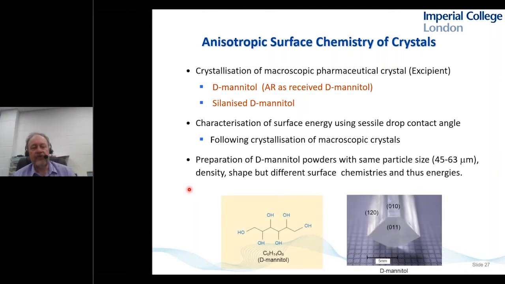Just to remind you, here's the structure of D-mannitol, and what you can see is a lot of hydroxyl groups. Here is the crystal that Raimundo grew many years ago, and you can see the 011, 010, and the 120 crystal faces. We'll see later on that the crystal is about 7 millimeters across and a couple of centimeters long. It's big enough for me to put a drop of a contact angle liquid on each crystal face. And what you're going to discover is that the data is different for the different crystal faces because of different concentrations of hydroxyl groups.